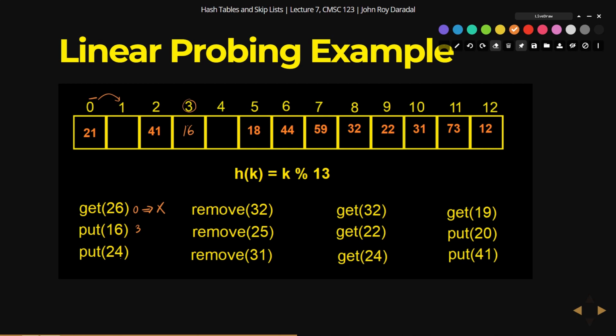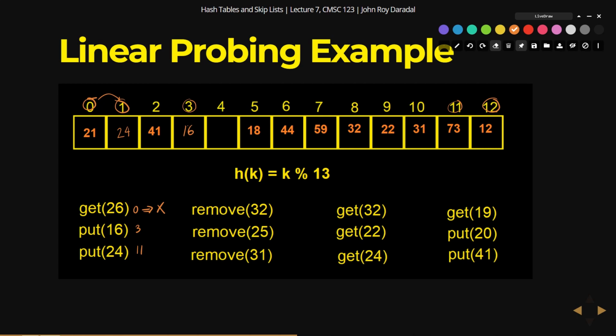Next, put 24. 24 modulo 13 is 11, right? So we'll check index 11, but index 11 is occupied. So we'll check index 12. It's also occupied. So we'll wrap around and go back to index 0. This is also occupied. But index 1, the next one, is empty. So we can put 24 here.